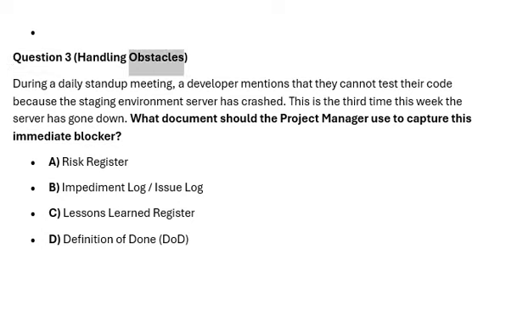Question 3. Handling obstacles. During a daily stand-up meeting, a developer mentions that they cannot test their code because the staging environment server has crashed. This is the third time this week the server has gone down. What document should the project manager use to capture this immediate blocker? A. Risk register. B. Impediment log/issue log. C. Lessons learned register. D. Definition of done.